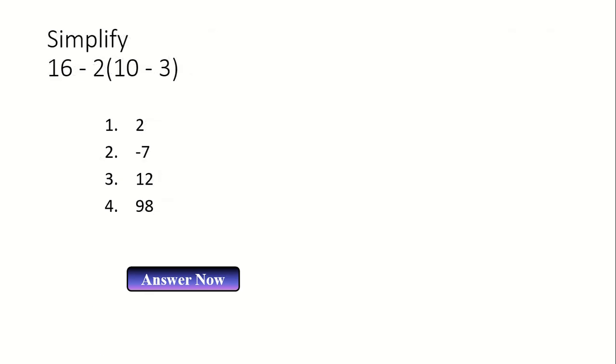Simplify. 16 minus 2 times the quantity of 10 minus 3. Excellent. The answer is 2. How about 24 minus 6 times 4 divided by 2? Wonderful. The answer is 12.